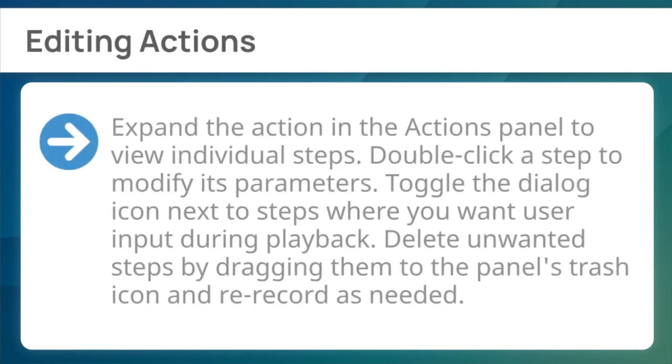Finally, editing actions. Expand the action in the Actions panel to view individual steps. Double-click a step to modify its parameters. Toggle the dialog icon next to steps where you want user input during playback. Delete unwanted steps by dragging them to the panel's trash icon and re-record as needed.